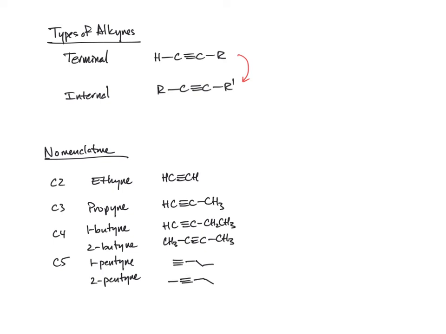So there are the Lewis structures of those, rather than drawing out explicitly all the carbons and hydrogens. It's important to just remember that when you see a terminal alkyne, there's actually an H there on the carbon. This is an H, so just remember that.